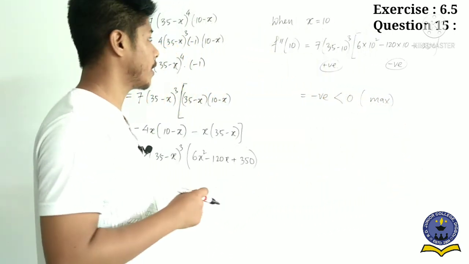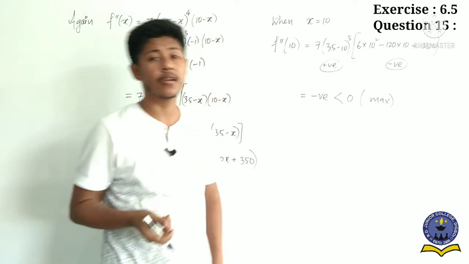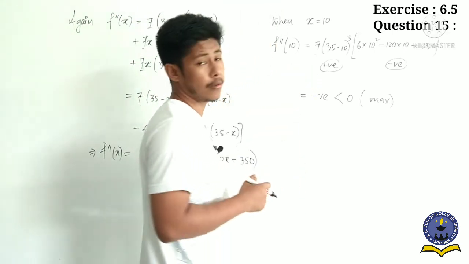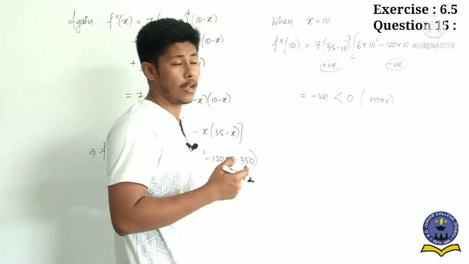So that means it is verified. We verified that at x equal to 10 we get a maximum value, isn't it? So from here we can easily verify this. Hence f(x) has a maximum value at x equal to 10.